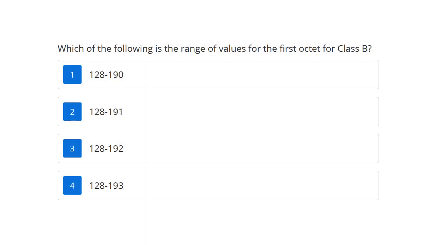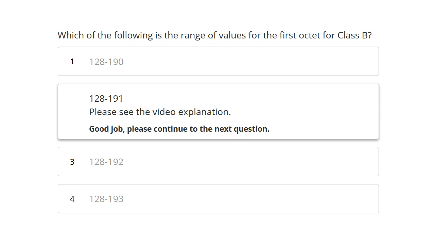Which of the following is the range of values for the first octet of class B? Well, class A is from 1 to 126. 127 is loopback. 128 to 191 is class B.